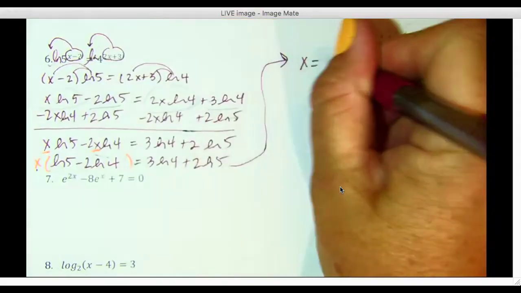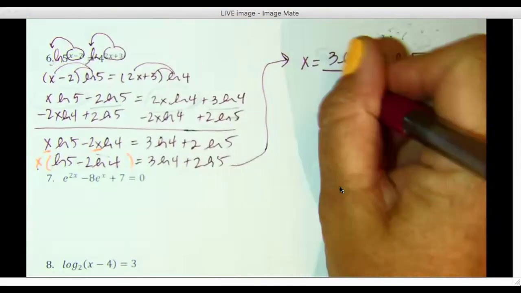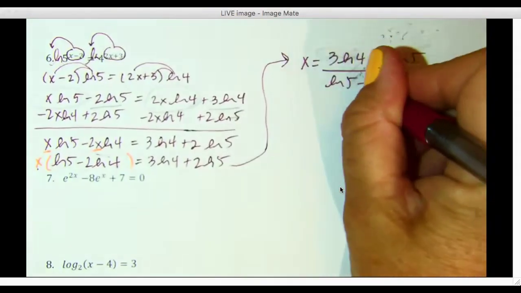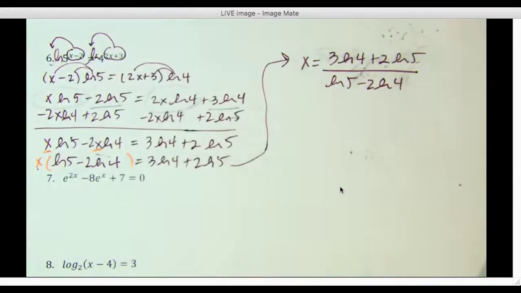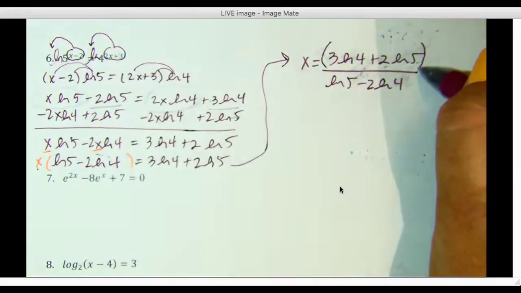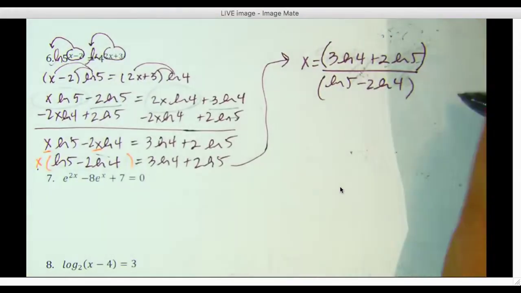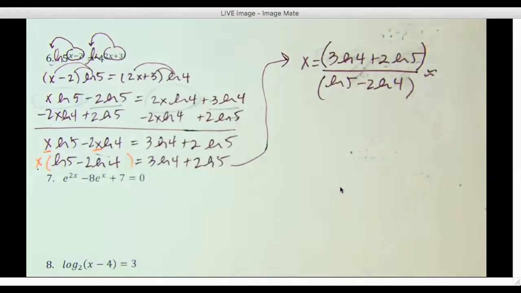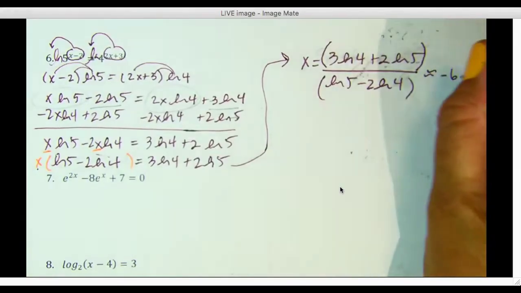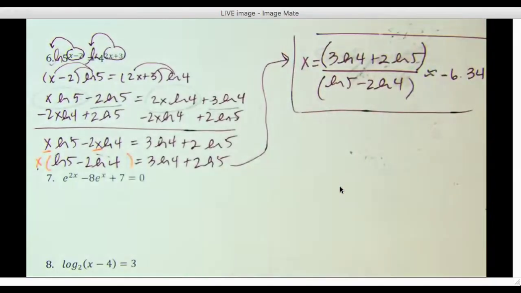So x is equal to 3 ln 4 plus 2 ln 5 over ln 5 minus 2 ln 4. And that's my exact answer. So when I type this in my calculator, you need to put a set of parentheses around this entire numerator and a set of parentheses around the entire denominator, and then a division symbol in between. Otherwise, it will not calculate your decimal correctly. And when we plug this into our calculator, we end up with approximately negative 6.34. So there is my exact answer and my rounded answer.